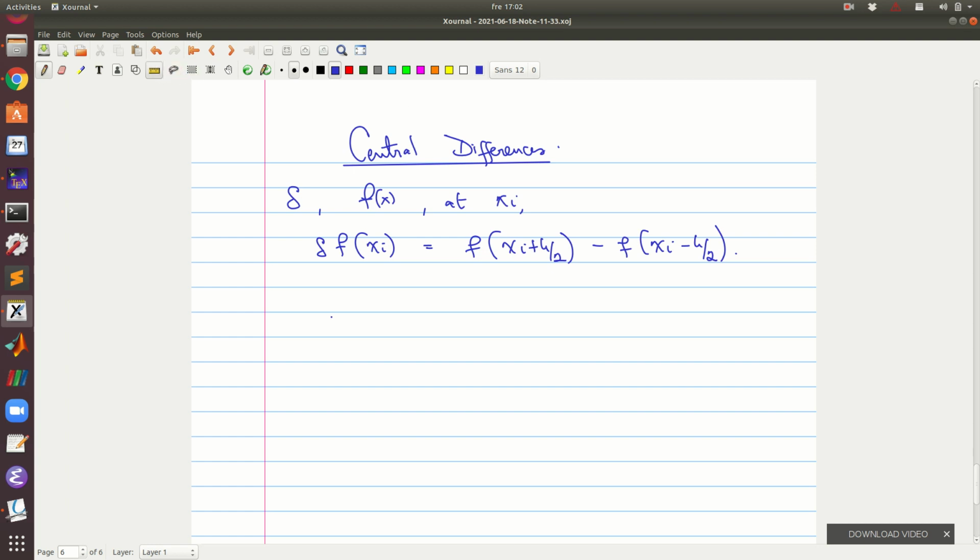I'll just put here a very simple illustration. So we'll mark 3 points here. One will be at the point xi, this is at the point xi plus h, and this is xi minus h. Then we mark middle points here and here, which will be xi plus h over 2. If this is h over 2, h over 2, h over 2, h over 2, and this is h.